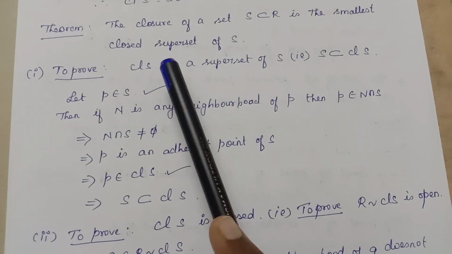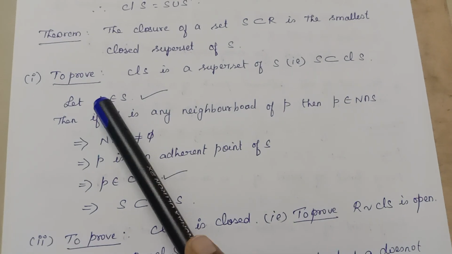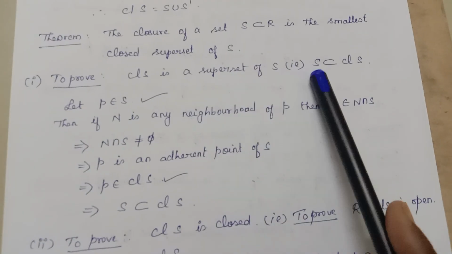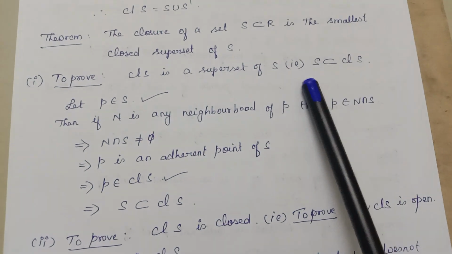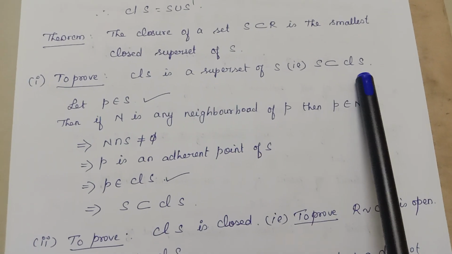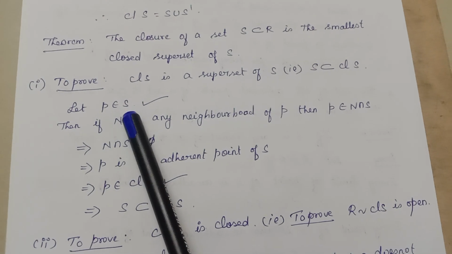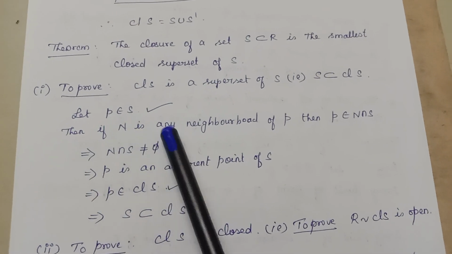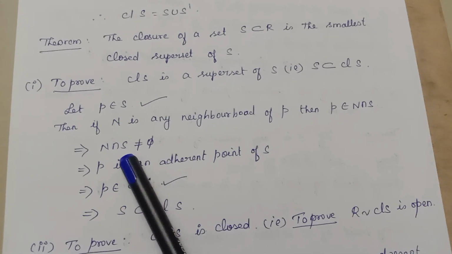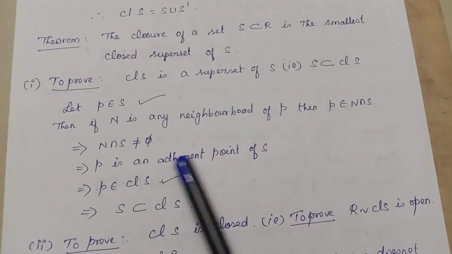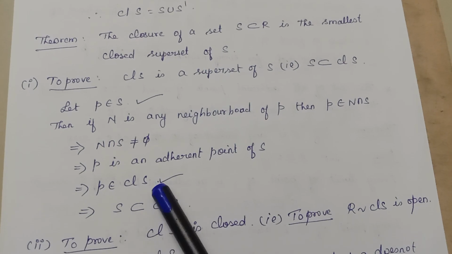First, let me prove closure of S is a superset of S. So for that, what do I have to prove? S is contained in closure of S. This is obvious, which we have seen in the previous theorem also. So for proving S contained in closure of S, if you take any point P belonging to S, then whatever neighborhood of P you take, P belongs to N intersection S, no? Therefore, N intersection S is non-empty. Therefore, P is an adherent point. So P belongs to closure of S.